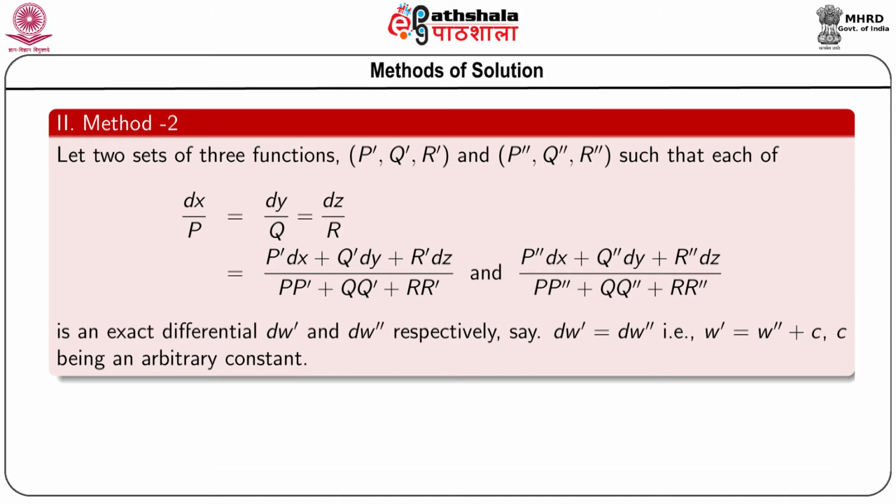Now, this is our given equation. This is equal to p dash dx plus q dash dy plus r dash dz by this, and this is also equal to the double dash expression. Now, we have to choose p dash, q dash, r dash in such a way that it becomes a total differential or exact differential. So, let this be dw dash and this be dw double dash. If we equate these two quantities, then we will get a relation between the two integrals, w dash equals w double dash plus c. So, using this method we can find the integral curves.